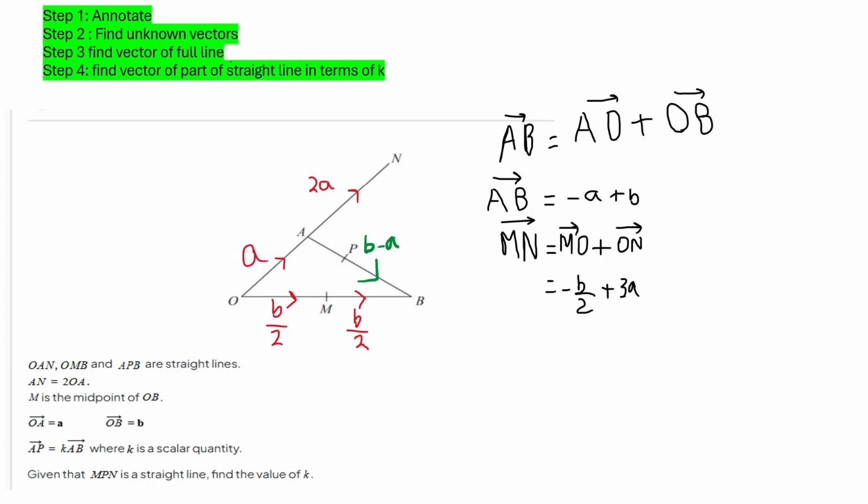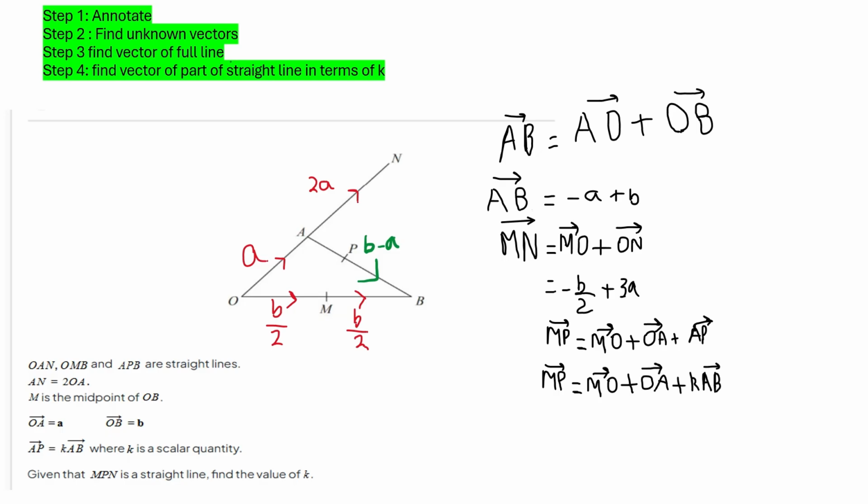And then we have to find MP now. That is step 4, which is finding the vector of part of the straight line. So to get MP, we know that we have to go from M to O, to A, to P. As you can see, that's the clear pathway. As we calculated earlier, we can rewrite MP as MO plus OA plus AP, because AP equals kAB, which is given in the question. So first, let's quickly rewrite that.